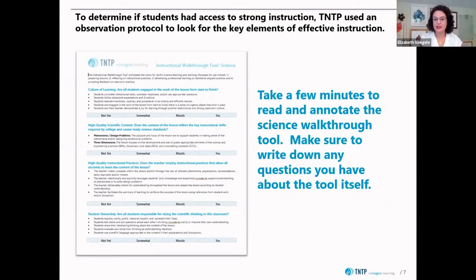So if you would take a minute to open that up, and then I'm going to give you about 90 seconds to read over that tool. Make a note of any language that sticks out to you or write down any questions that you have as you review it. So I'm going to give you, like I said, 90 seconds, and then we'll talk about what you see there.